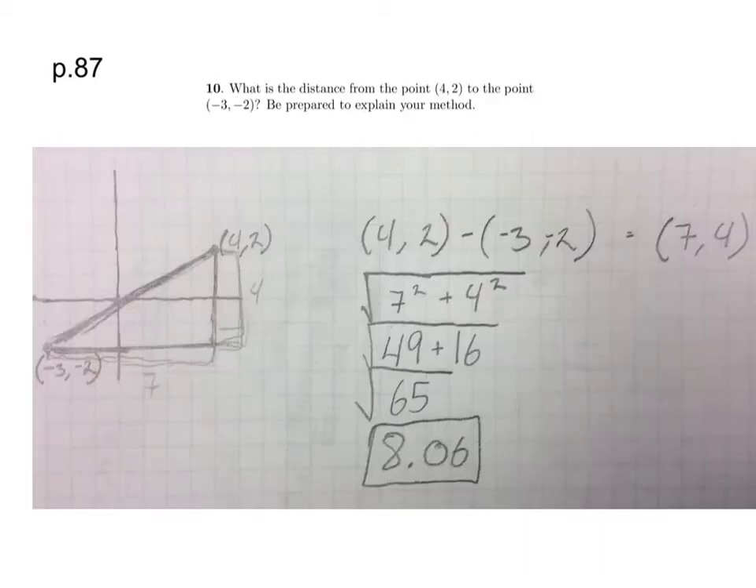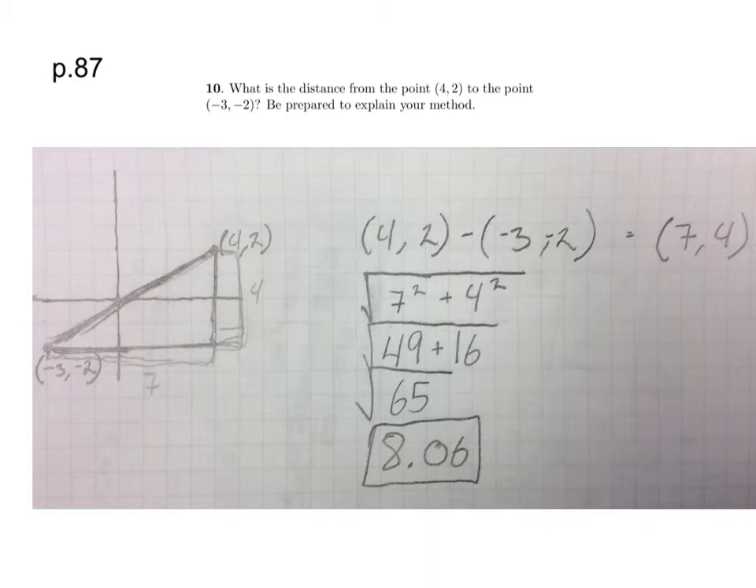Okay, so what is the distance from point 4, 2 to the point -3, -2? So pretty much I just drew the little triangle here. I just counted, down here, that it's 4. It's 4 units down and 7 units over, or -7 units over, whatever you want to do. I calculated that, so this is what I got right here.